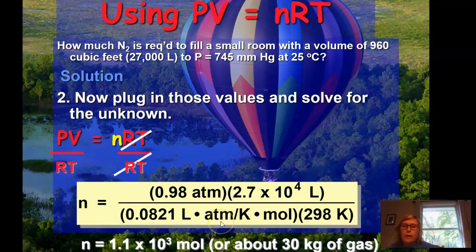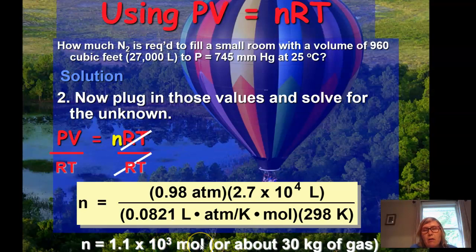So you are going to cross out ATM. ATM will be crossed out. Liters will be crossed out, and temperature will be crossed out, K. The only unit you have left is moles. So you will end up with 1.1 times 10 to the third moles.